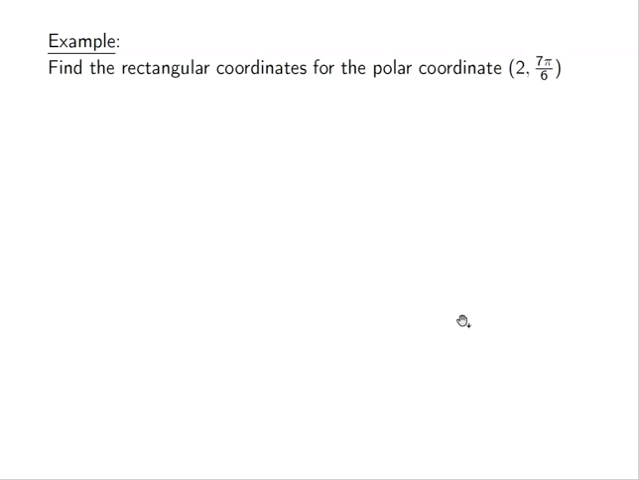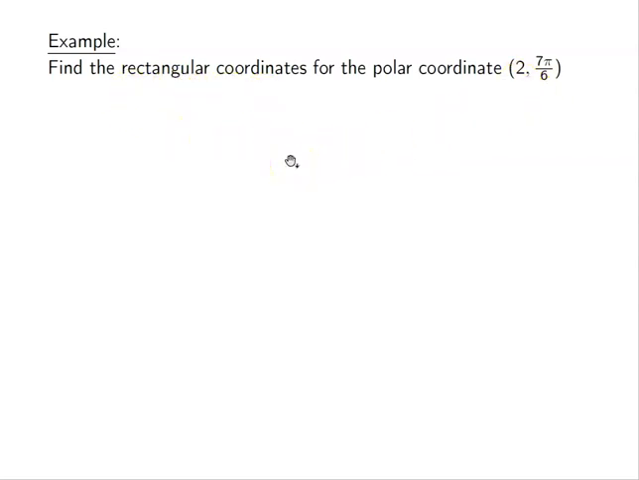Okay? Next example. Find the rectangular coordinates for the polar coordinate 2, 7 pi over 6. So it's telling us it's in polar, and we want to find the rectangular form. Notice it's not saying find four different ways because there's only one form here, right? There's only one point in the rectangular form, the Cartesian form. So that's all we'll do.